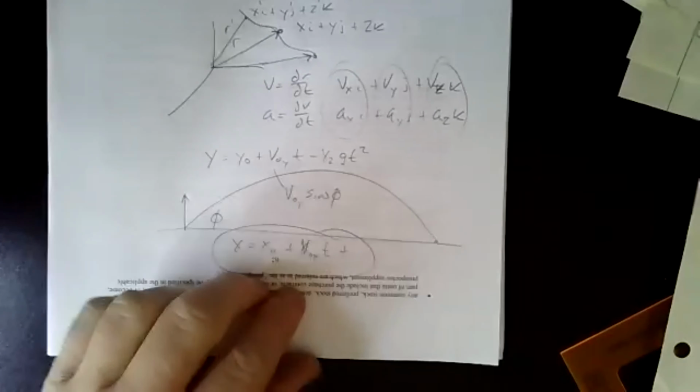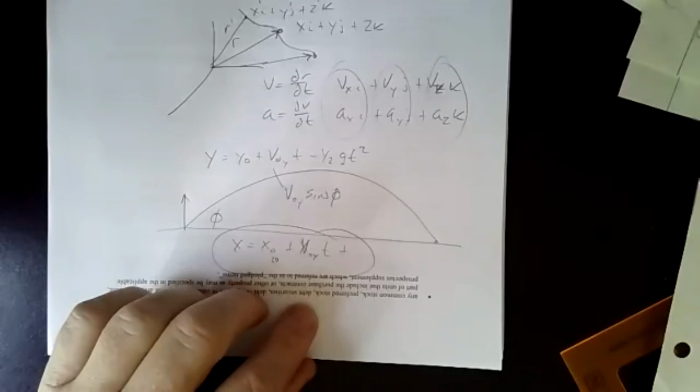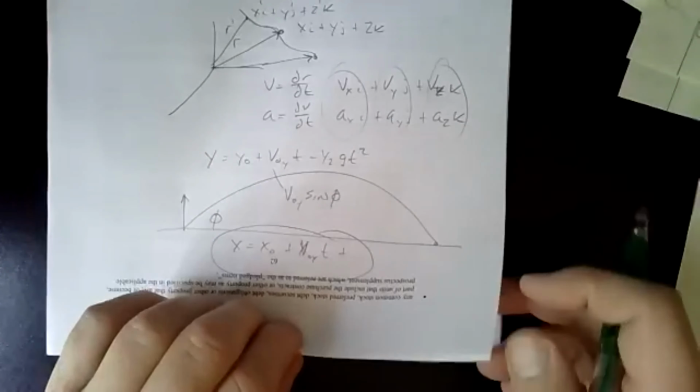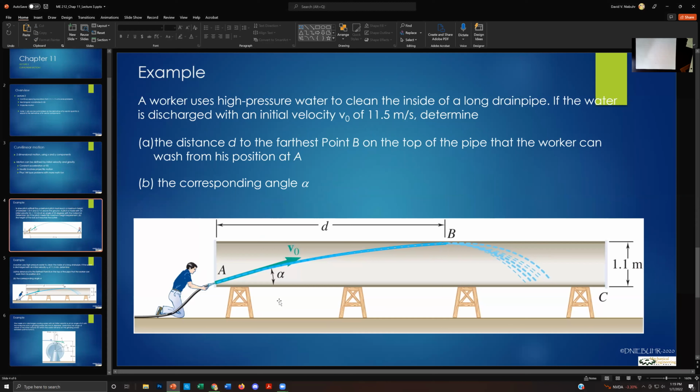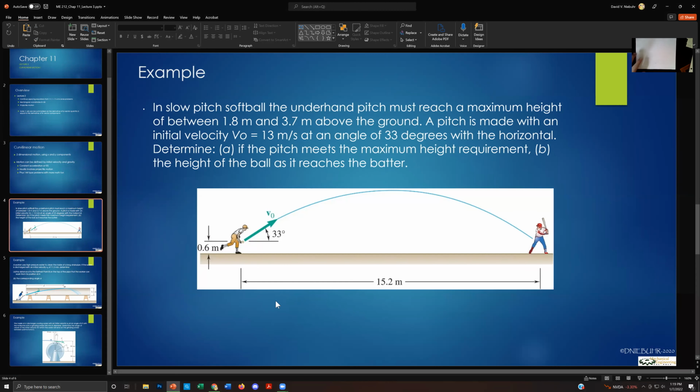All right. Question? Okay. So this stuff here is like physics 144. It's not anything that you haven't seen before. But nonetheless, I want to review a couple of problems so that you will have mastered that before we move on.